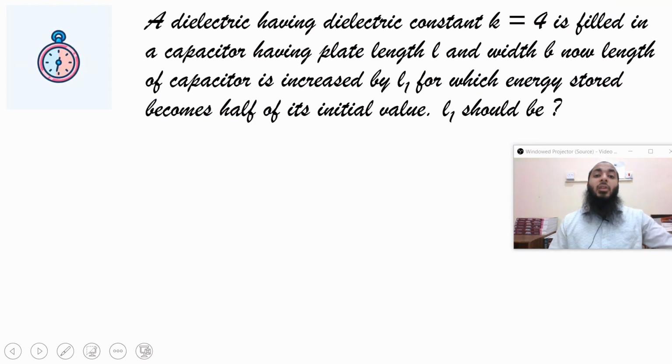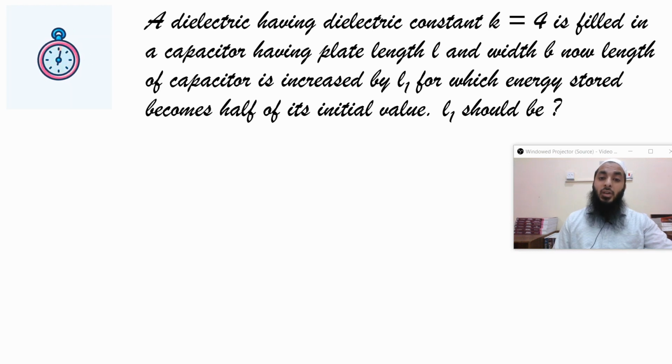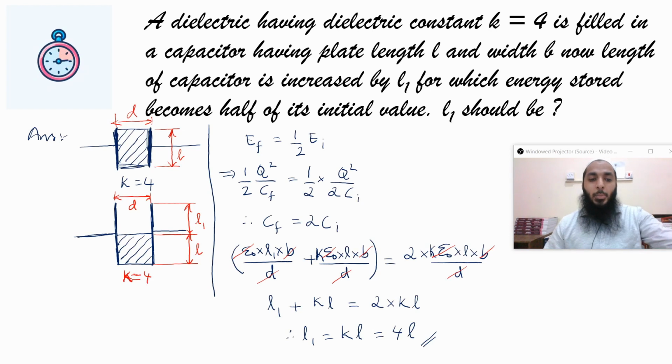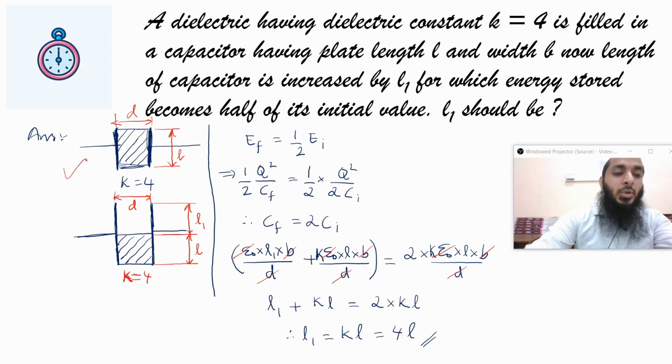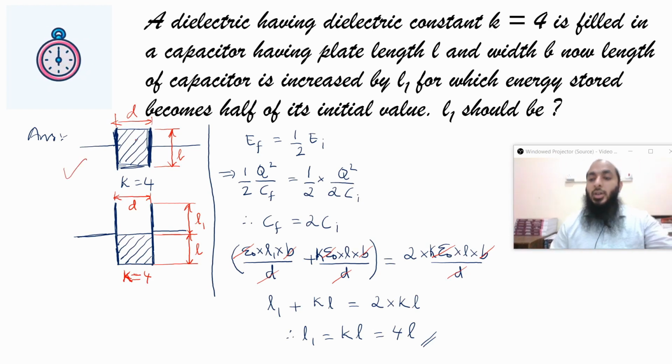A dielectric having dielectric constant K equal to 4 is filled in a capacitor having plate length L and width B. Now the length of the capacitor is increased by L1, for which the energy stored becomes half of its initial value. L1 should be? Okay. Now you have a capacitor. This is a capacitor. Inside, you have filled a dielectric of dielectric constant 4.